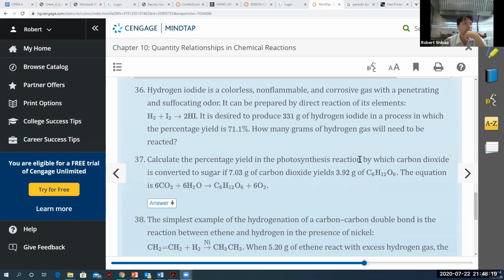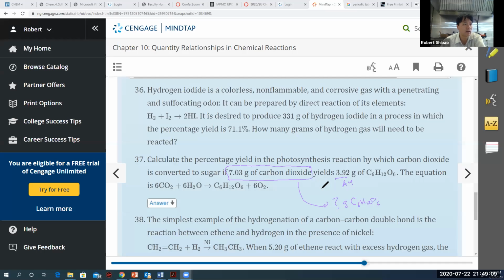Calculate the percentage yield in the photosynthesis reaction by which carbon dioxide is converted to sugar, if 7.03 grams of carbon dioxide yields 3.92 grams of sugar. The equation is this. So this is photosynthesis, CO2 and water. The plants use this and convert it to sugar and oxygen. The 3.92 grams here, that's actual yield. So what we're going to do is take our 7.03 grams of CO2 and figure out what the theoretical yield of sugar is. This is glucose, by the way.